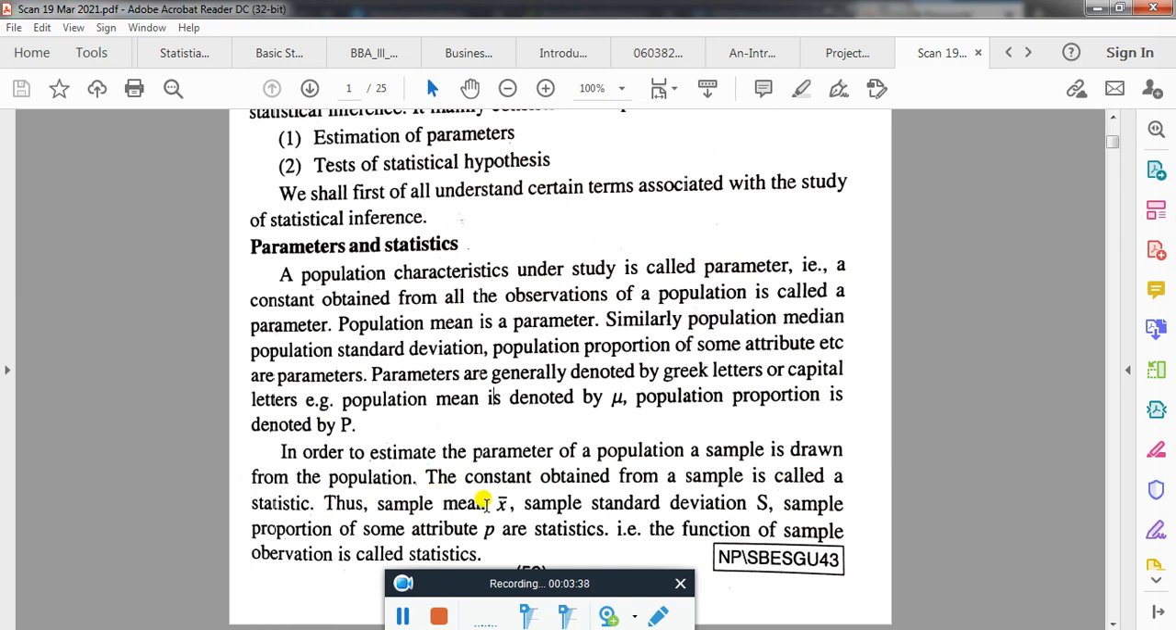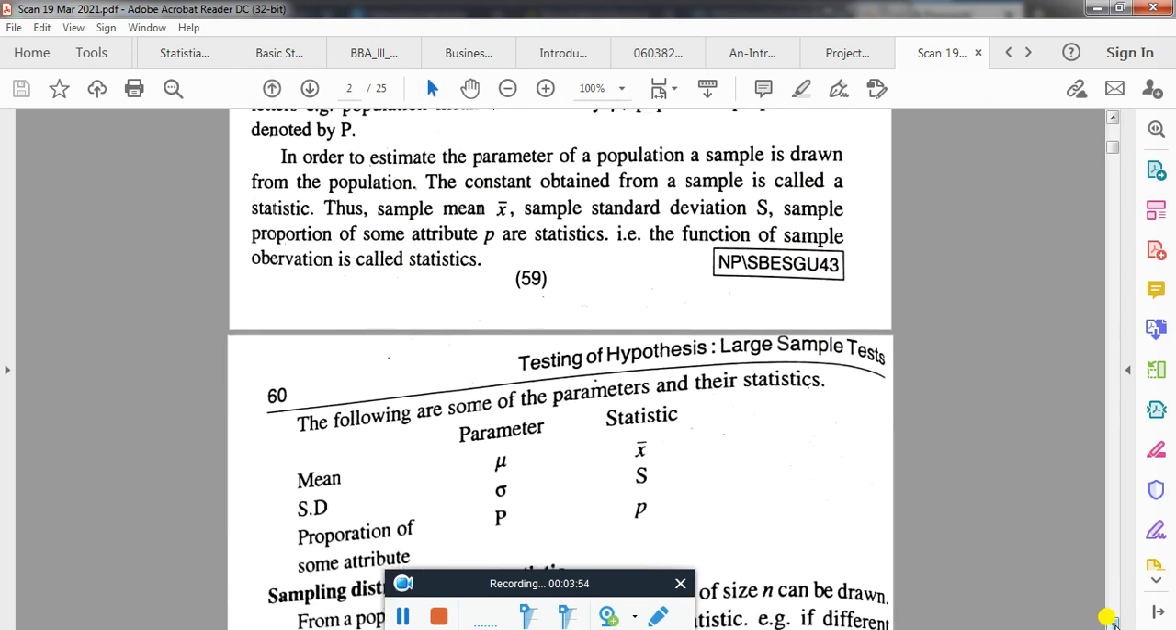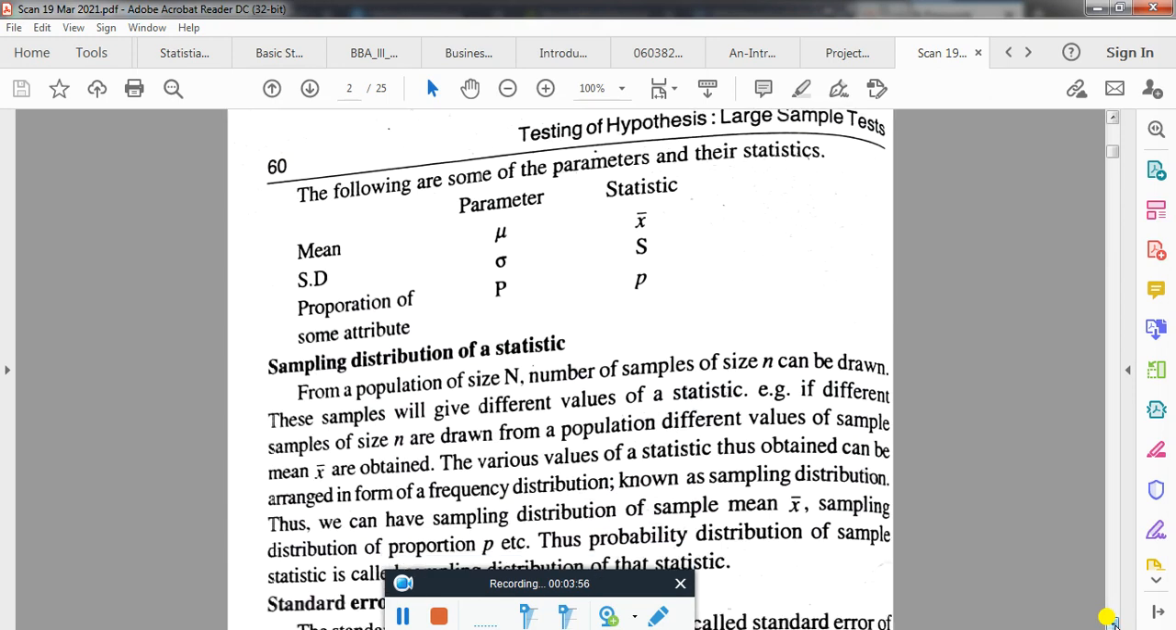Thus the sample mean is denoted with x bar, sample standard deviation with small s, and sample proportion of some attributes is small p; these are statistics. That is, a function of sample observations is called a statistic. Now let me jump to the next page.